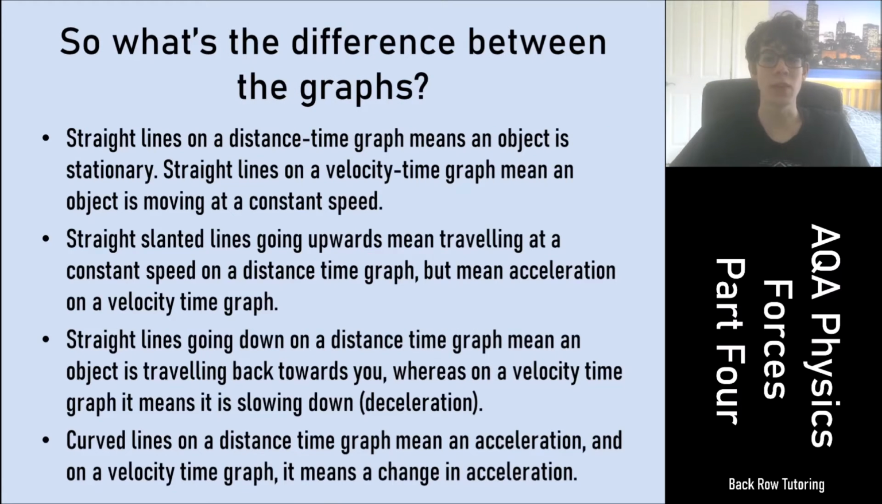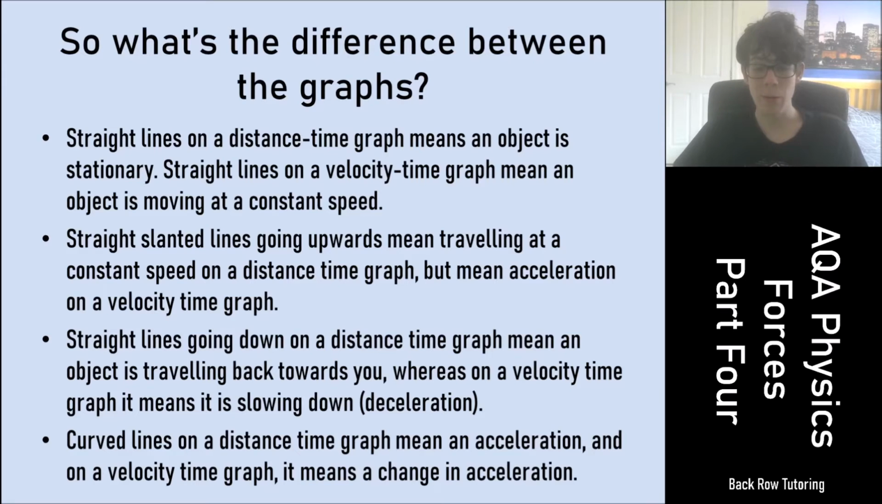So what's the difference between the graphs? Straight lines on a distance time graph mean an object is stationary. Straight lines on a velocity time graph mean an object is moving at a constant speed. Straight slanted lines going upwards mean travelling at a constant speed on a distance time graph, but mean acceleration on a velocity time graph. Straight lines going down on a distance time graph mean an object is travelling back towards you, whereas on a velocity time graph it means slowing down or deceleration.